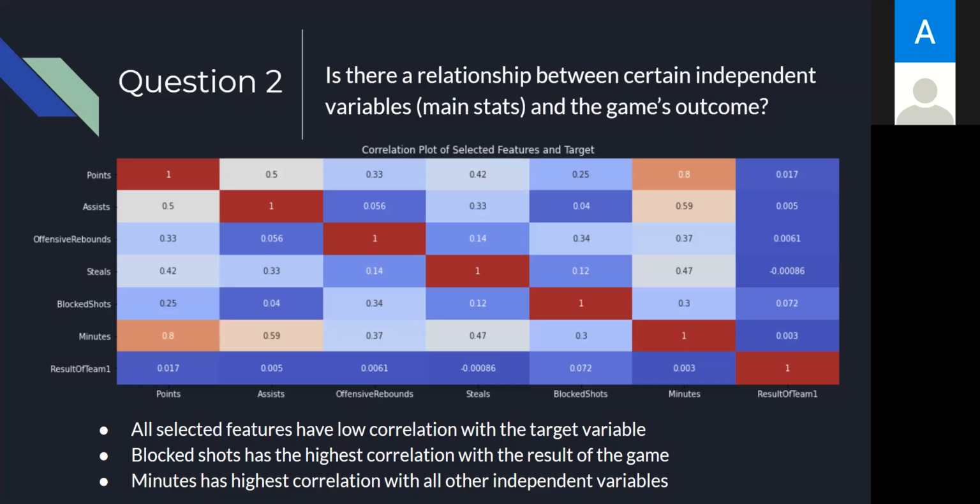Another interesting thing to point out is that minutes has a high correlation with the other feature variables. For example, minutes and points have a 0.8 correlation, which is pretty high. This also makes sense logically because the longer you're in a game, the more points you tend to score. Similarly, minutes and assists, minutes and steals, so on.